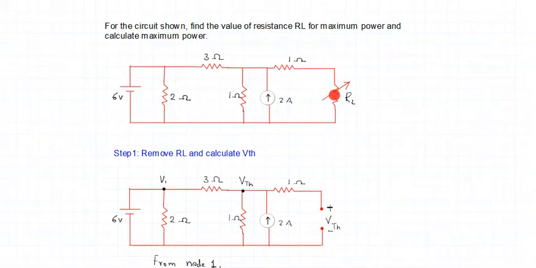So to find this load value, to obtain maximum power, the very first step is we have to calculate the open circuit voltage VTH. So we'll remove the load resistance, make the terminal open, and now we will calculate the voltage across this terminal, which is called the open circuit voltage VTH.